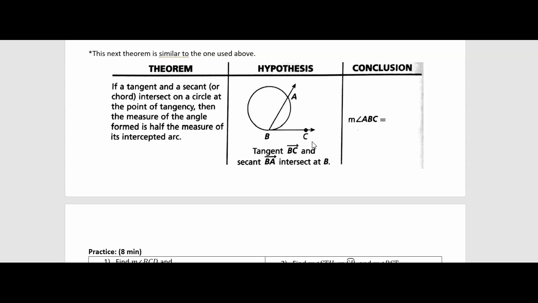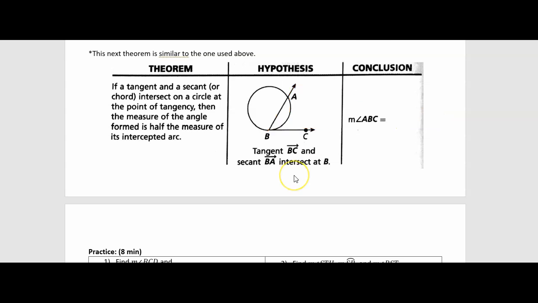You're going to notice that a lot of these theorems today are similar to ones we've already talked about. So this angle right here in red, ABC, that is going to be equal to 1/2 the measurement of this intercepted arc in orange. So 1/2 the measure of arc AB. So it has the same relationship as inscribed angles, right? Except inscribed angles, we're dealing with two chords or two secants rather than a secant and a tangent.